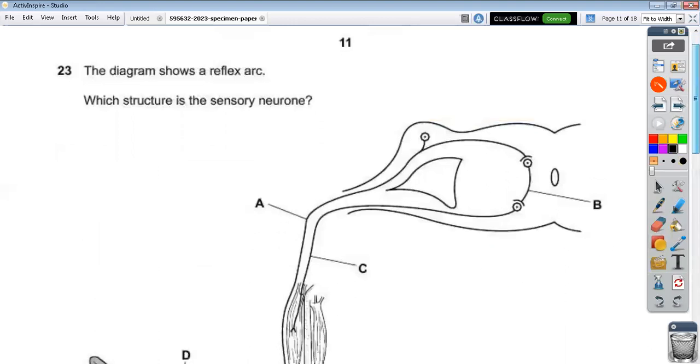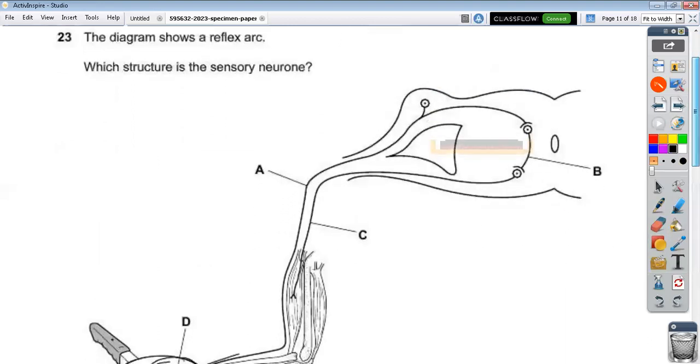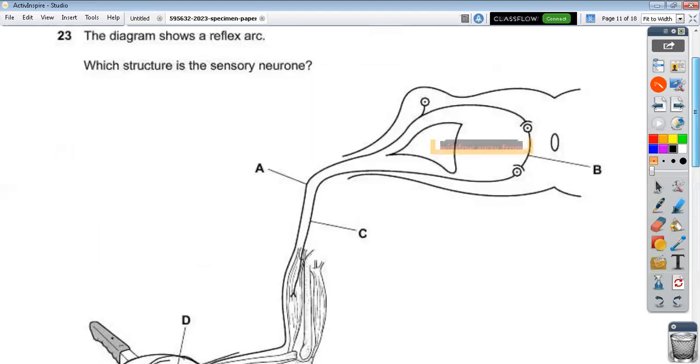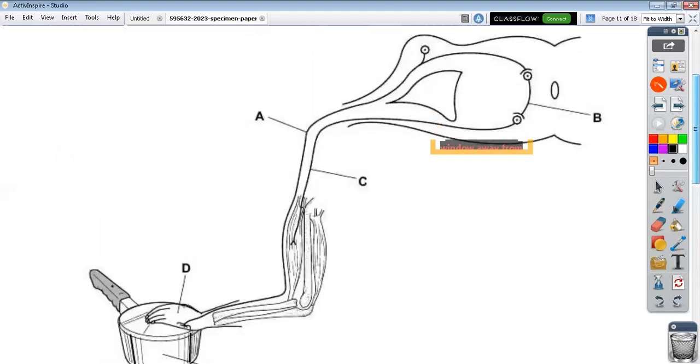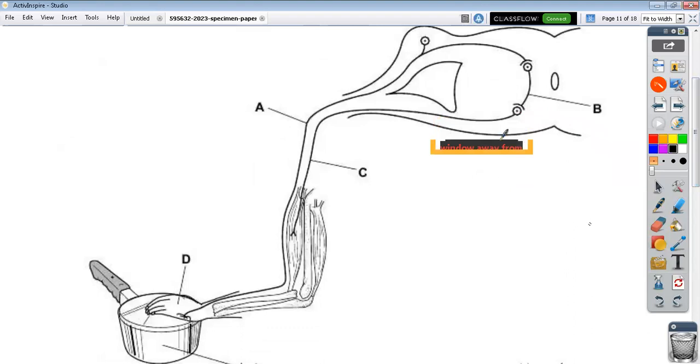Now, this is a tricky question. The diagram shows you a reflex arc. Which structure is the sensory neuron? So I want you to analyze. Can you see a white, a yellow something that might be distracting you? Yes, sir. Okay, I just need to remove something here. Okay, welcome.